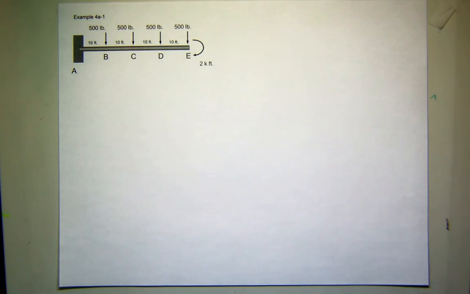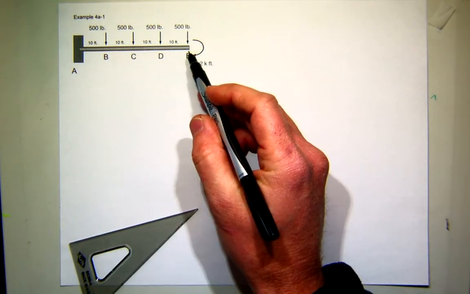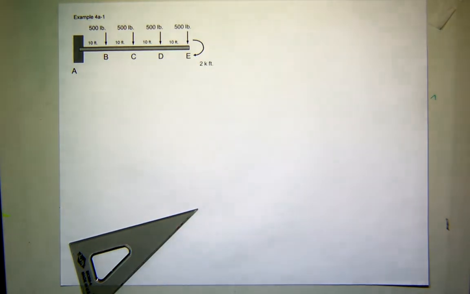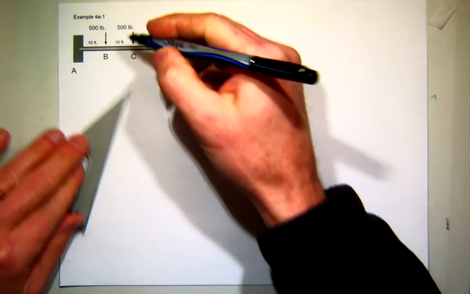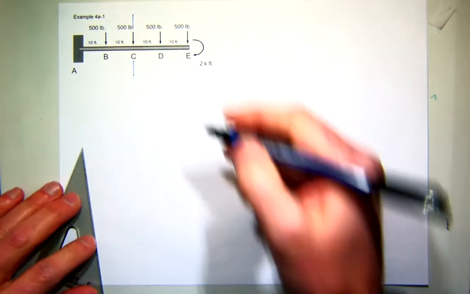Yeah, okay, so let's look at this problem. A is a fixed connection, so this is a cantilever beam with a series of point loads and an applied moment at the end. In this problem, I want to find the internal forces at C. So I'm going to cut this right here at C.